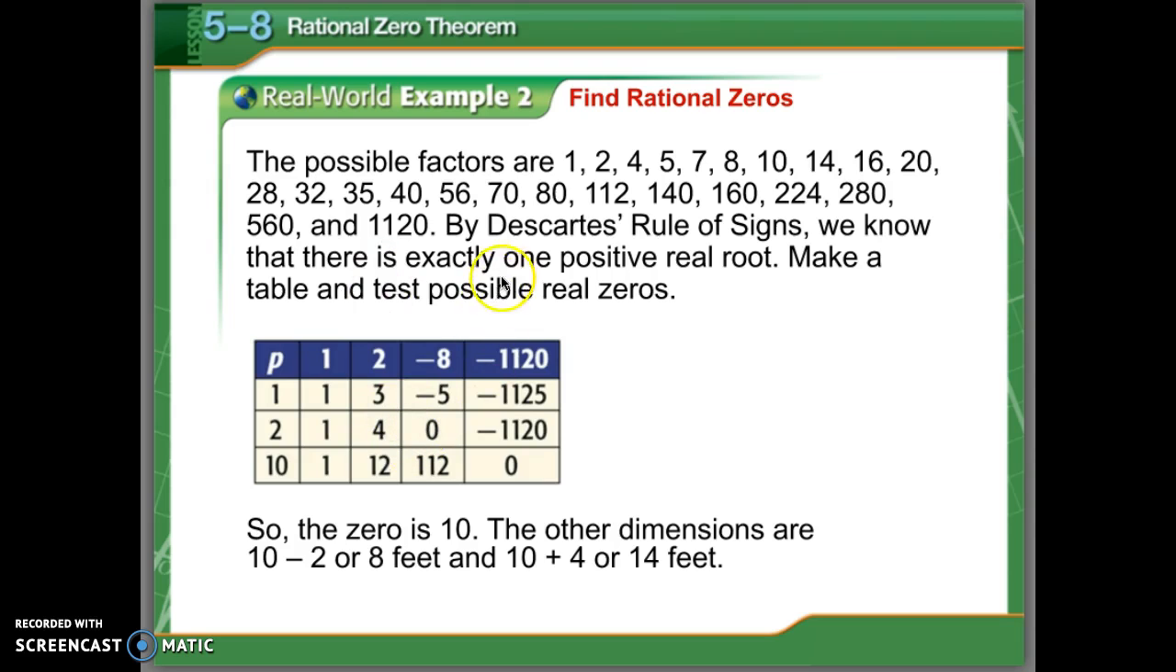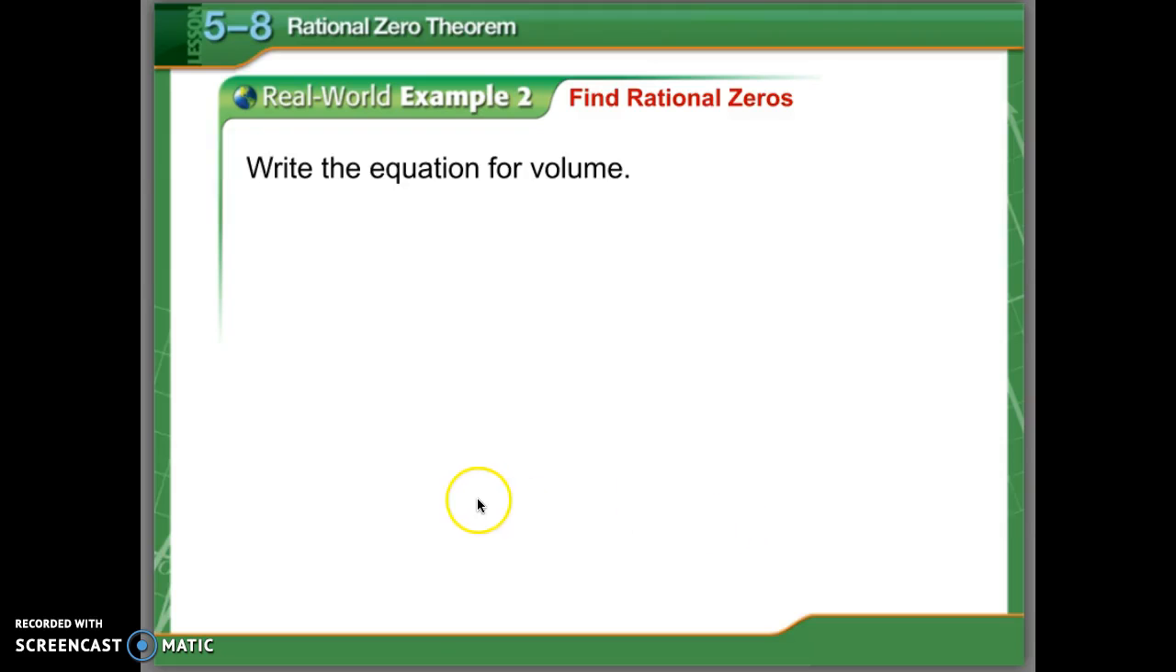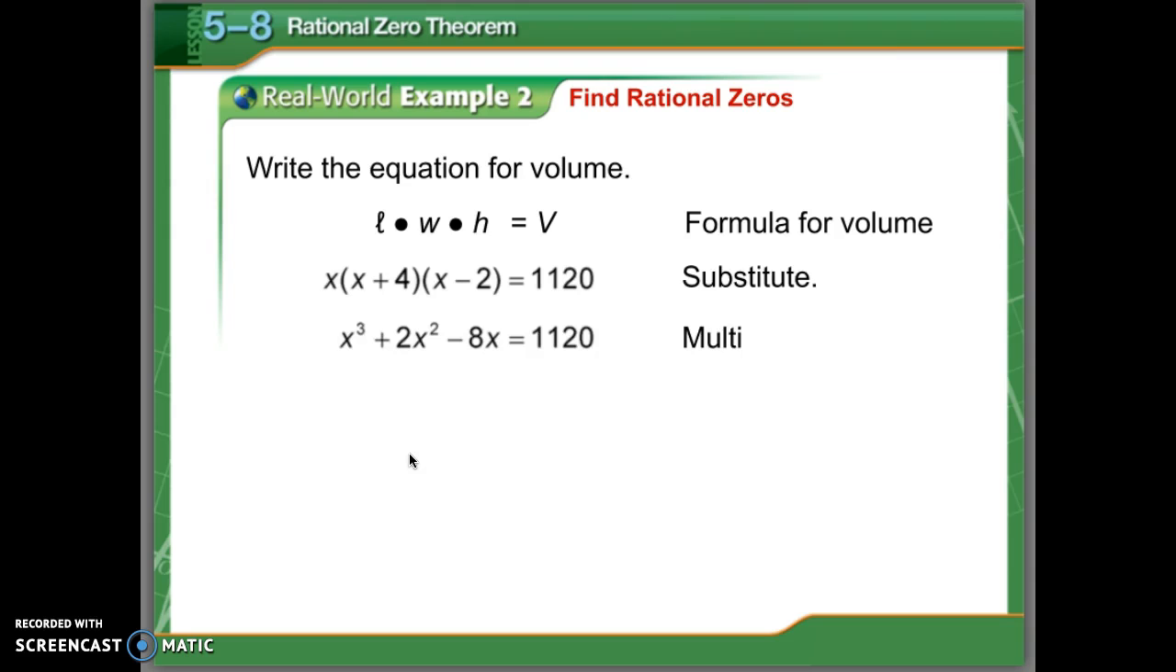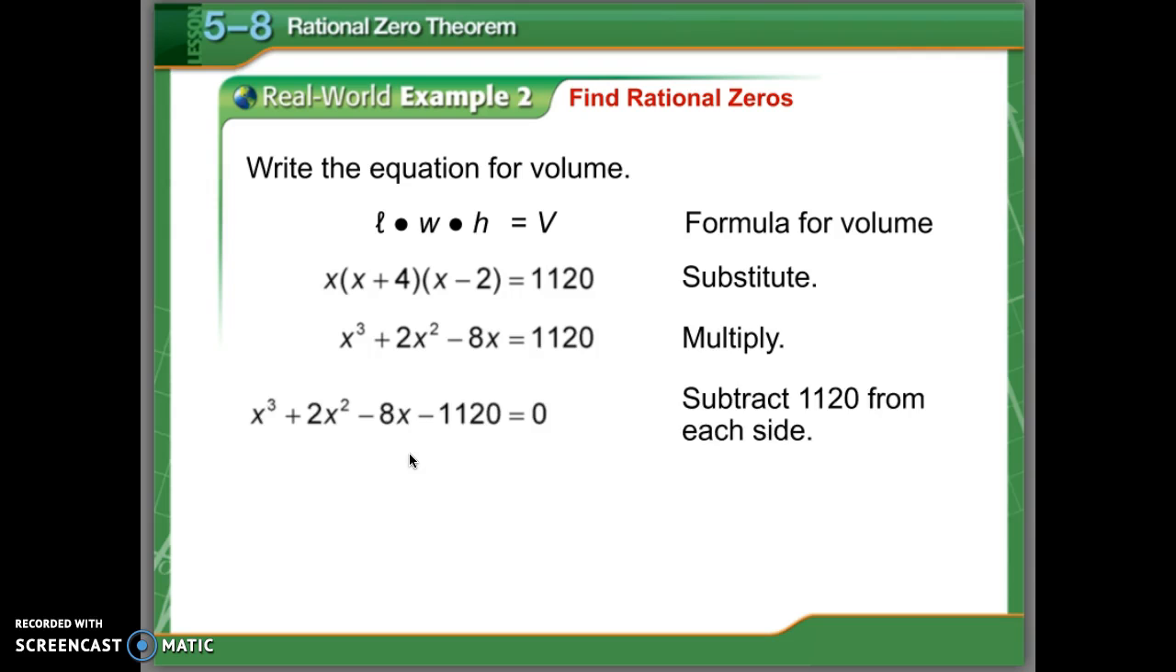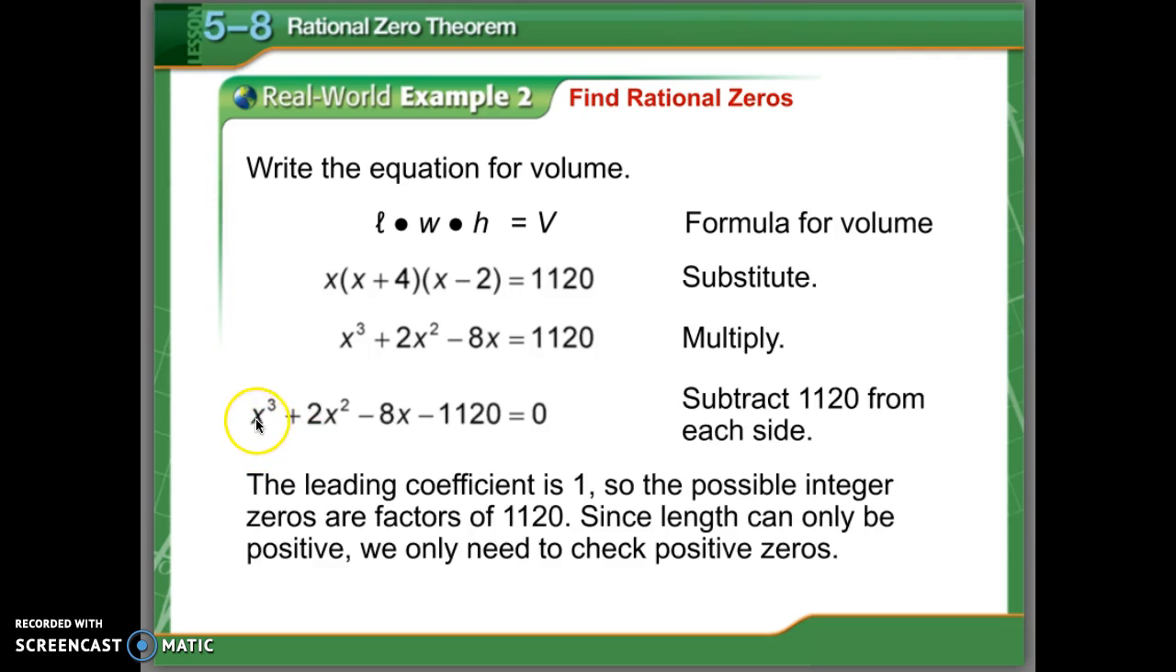So what they've said is by Descartes' rule of signs, and that's the rule that we did in the previous lesson, they found that there's only one positive real root, so they tested some different possibilities. If we go back and look at this polynomial again, what they're going to do on this next slide is they took the coefficients 1, 2, negative 8, and negative 1120 and did synthetic division, and they just tried positive numbers until they got to the answer.